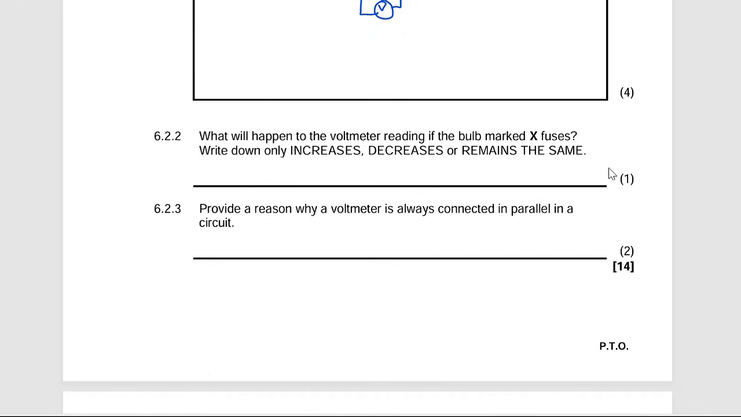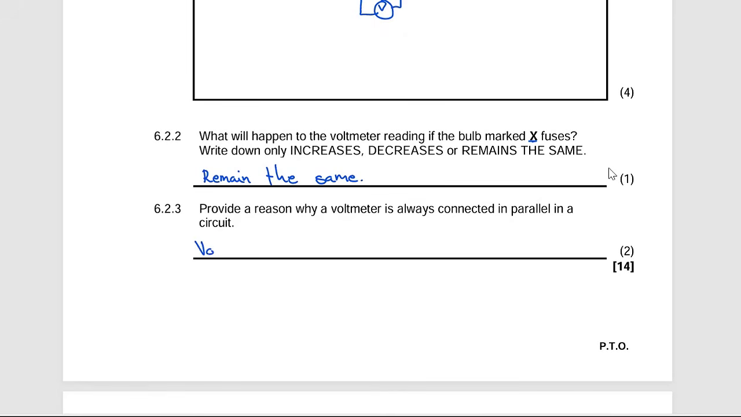Then 6.2.2 says, what will happen to the voltmeter reading if the bulb marked X fuses? Write down increase, decrease, or remain the same. So here it is going to remain the same. The answer is remain the same. Then we need to explain why. It says provide a reason why a voltmeter is always connected in parallel in a circuit. So it is connected in parallel because it has got a high resistance, right?